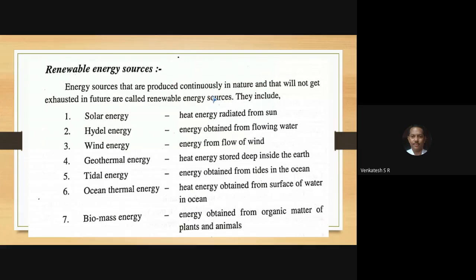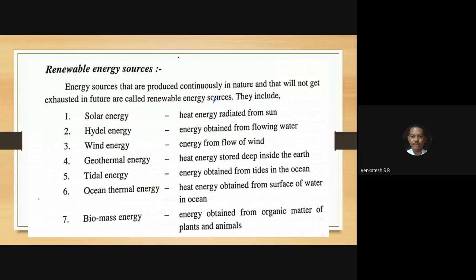Renewable energy sources. Next paragraph, write down: renewable energy resources or sources are classified as... now stop. First one, don't write. I will give you afterwards.